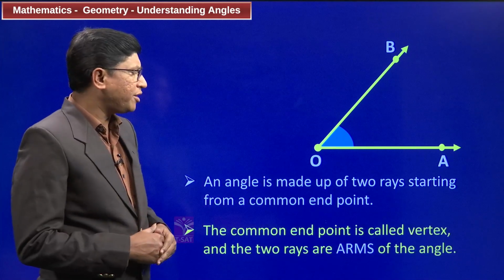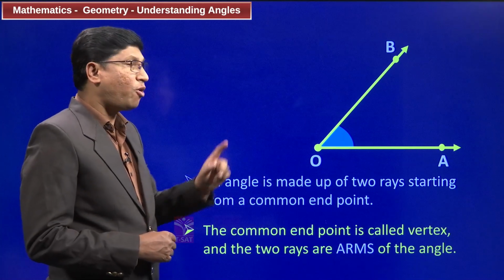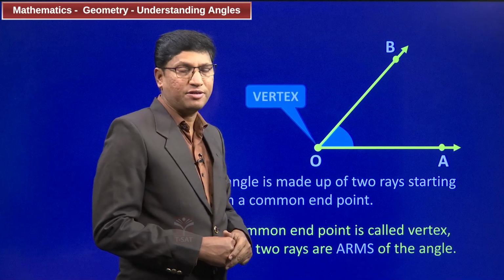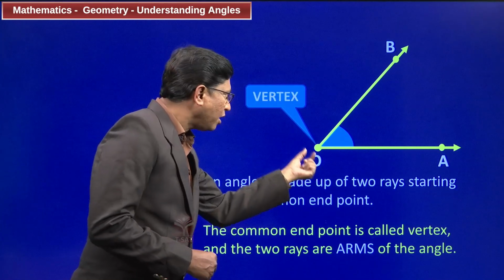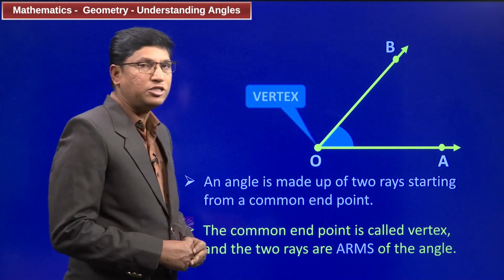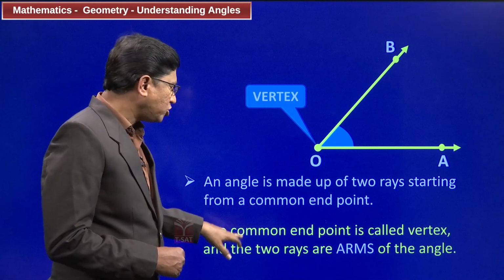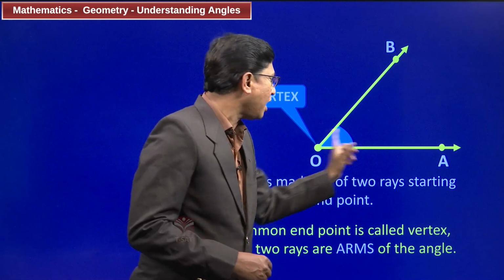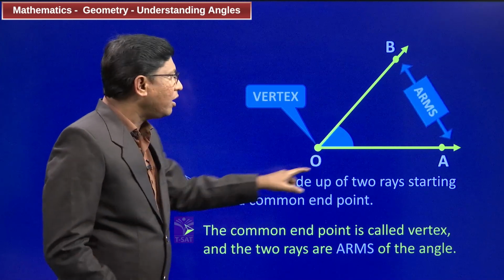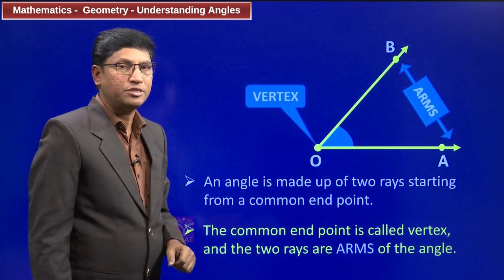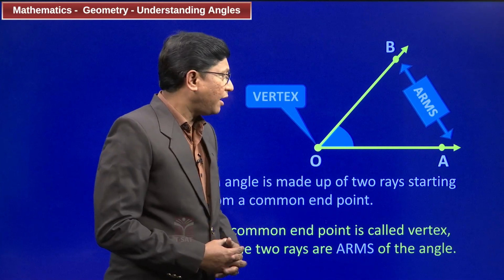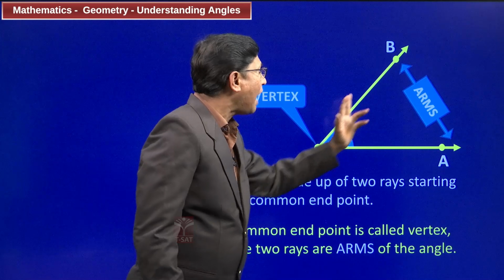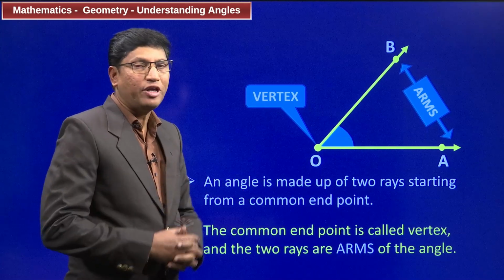And what else can we notice, children? The common end point here, this point O, is called the vertex. So this is the common point, and this common point we call the vertex. And also you can see, children, that the two rays here, that is OA and OB, what are they called? They are called arms. Just like how we have arms, even angles have arms. Here OA and OB are the arms of the angle.